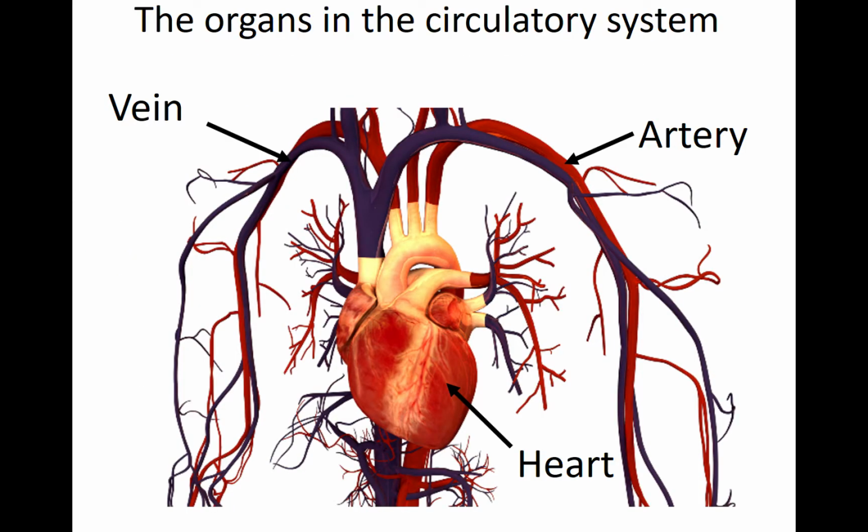So the organs in the circulatory system are the heart, the arteries, and the veins. Each are distinct structures that are designed for a specific purpose.